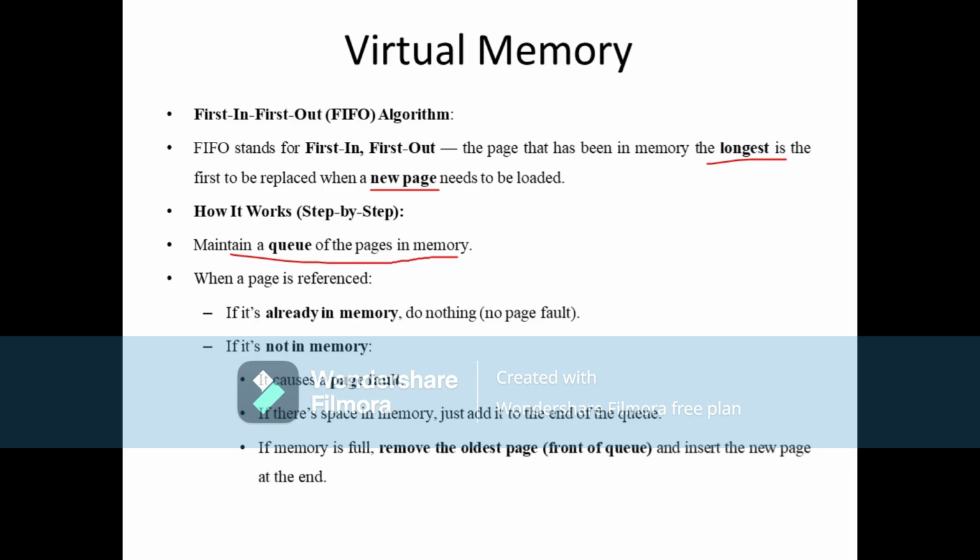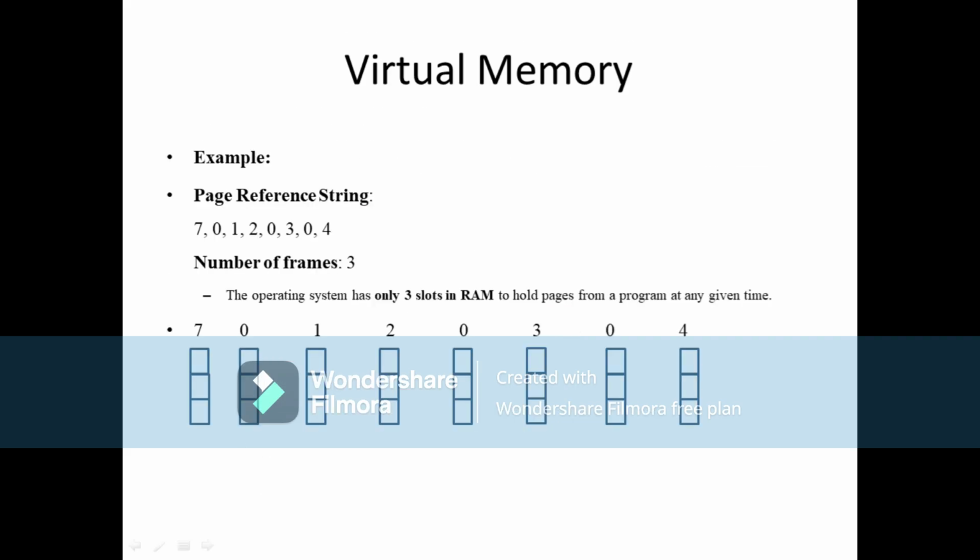if it's already in memory, do nothing. There is no page fault, nothing happens. But if the page is not in memory, it causes a page fault. If there is space in memory, it just adds the page to the end of the queue. But if the memory is full, it removes the oldest page from the front of the queue and inserts the new page at the end of the queue.